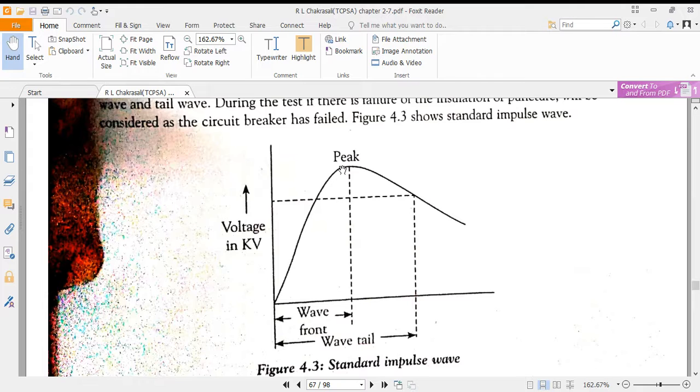So this is the voltage we are applying, and we may change the amplitude of this. It may go something like this also. That is also possible, or we can still peak it and reduce it in a faster way. So this is called wave front until the peak. From the zero until the peak is called wave front, and this is called wave trail.